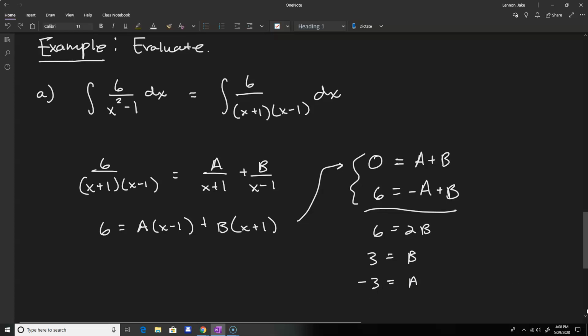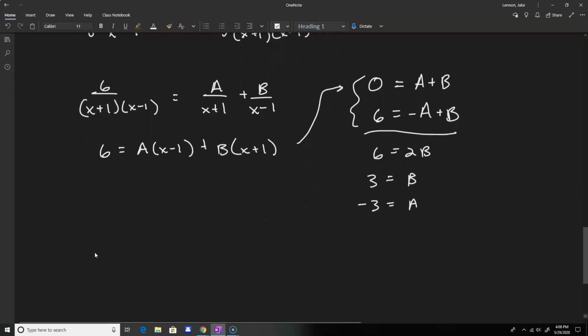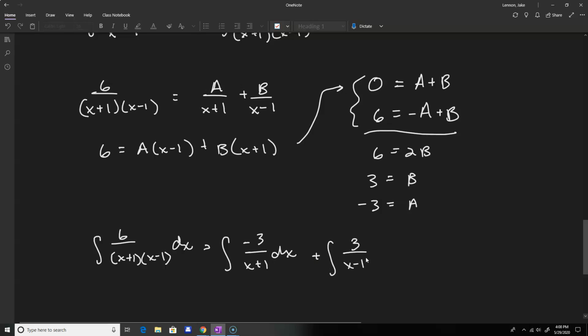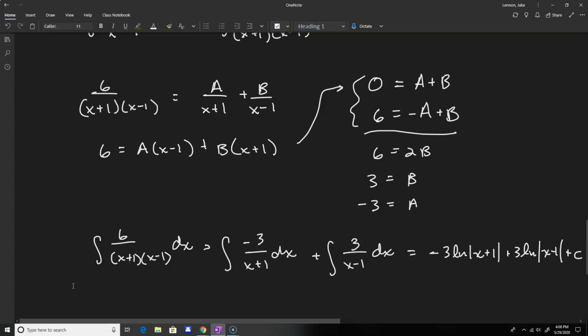So now we can go ahead and finish the indefinite integral, because we know our integral of 6 over (x plus 1)(x minus 1) dx is really just the integral of minus 3 over x plus 1 dx plus the integral of 3 over x minus 1 dx. And those are easy to evaluate. We just have minus 3 natural log of the absolute value of x plus 1 plus 3 natural log of the absolute value of x minus 1 plus a constant. So that's it for part A.